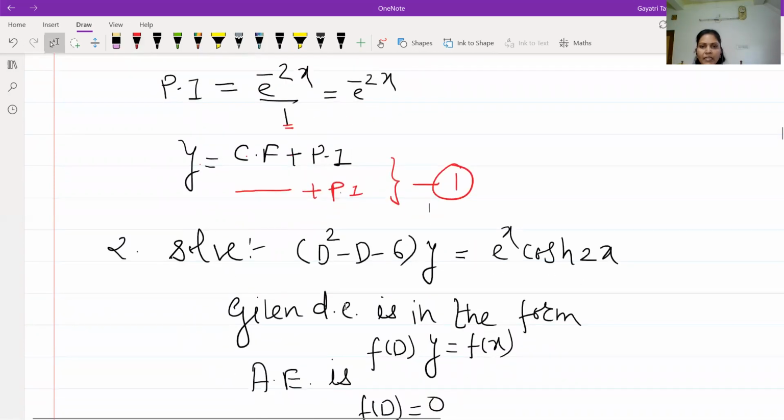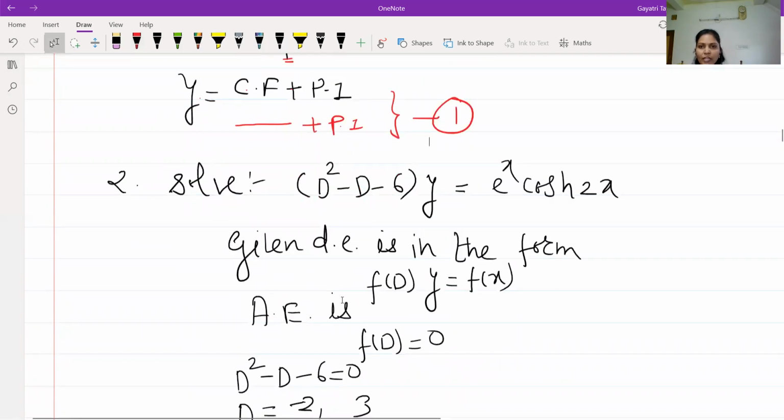D square minus D minus 6 into y is equal to e raised to x cos h 2x. आता पहा हे प्रॉब्लेम डायरेक्टली कुठल्या लँग्वेज मध्ये दिलाय? ते दिलाय f of D y is equals to f of x. हे प्रॉब्लेम डायरेक्टली दिलेला आहे इन द लँग्वेज f of D y is equals to f of x. त्यामुळे या फॉर्मॅट मध्ये आणायची गरज नाहीये. पहिल्या स्टेप्स टू फाइंड द CF.